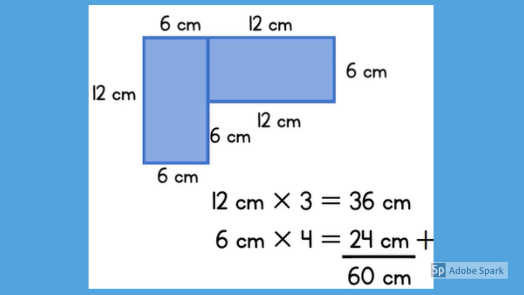Now we have 12 centimetres times 3 of the sides, which is 36 centimetres, and 6 centimetres on 4 of the sides, which is 24 centimetres. We add them together to make 60 centimetres.